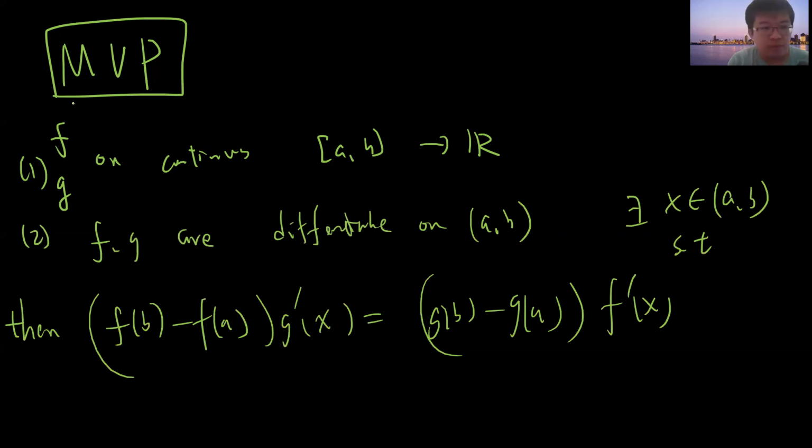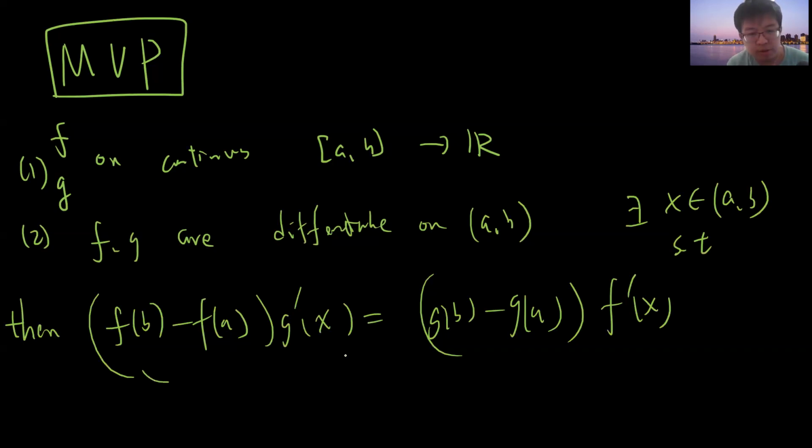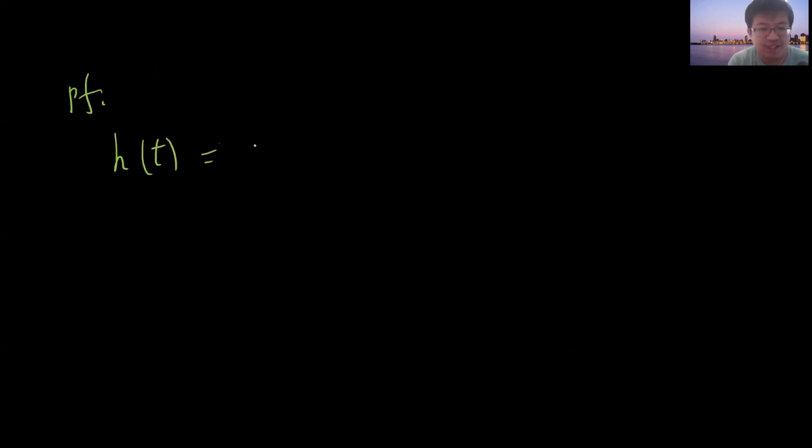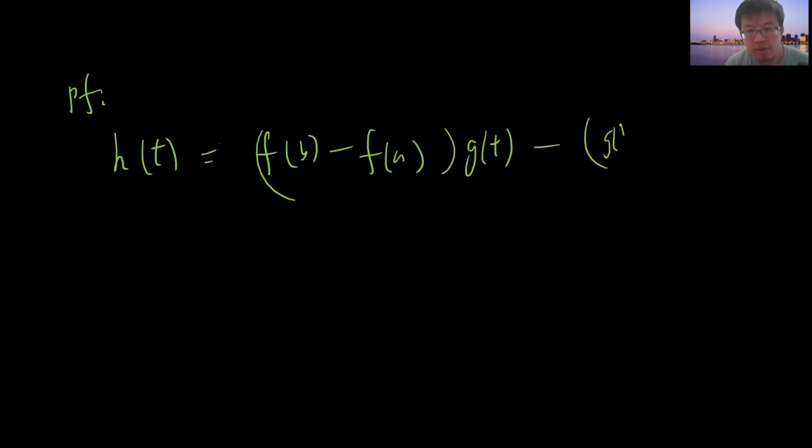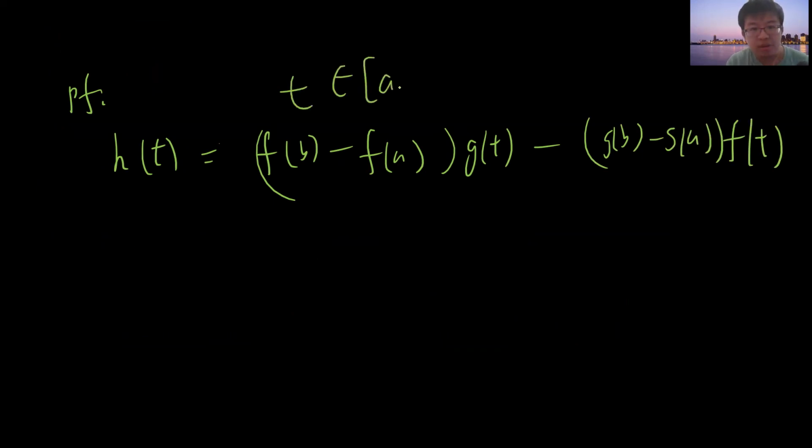Let's see, proof. So let's define h of t. I define h of t to be (f(b) minus f(a)) times g of t, minus (g(b) minus g(a)) times f of t. So that's the definition, where t belongs to [a, b].